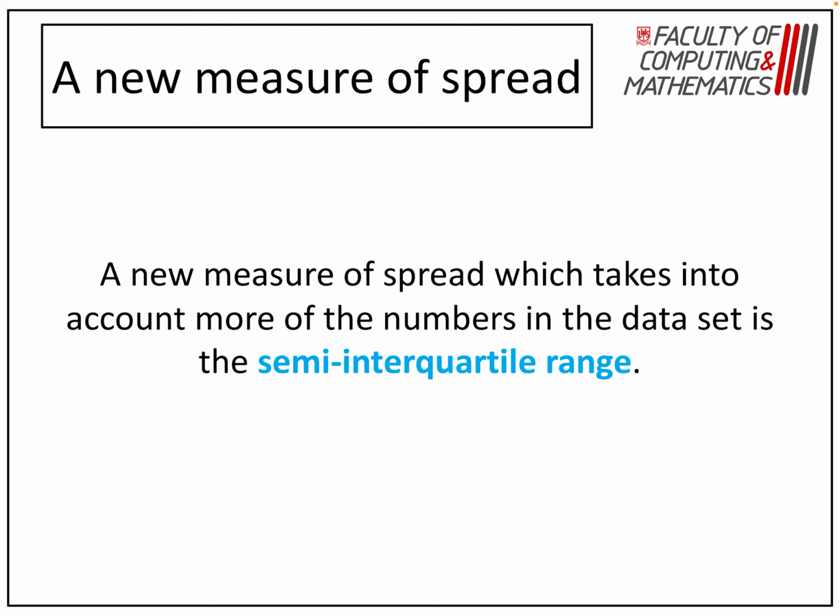So it's not the best thing to use. So we're going to look at another measure of spread that is a wee bit more accurate. This is called the semi-interquartile range. So this takes into account more of the numbers in the data set.